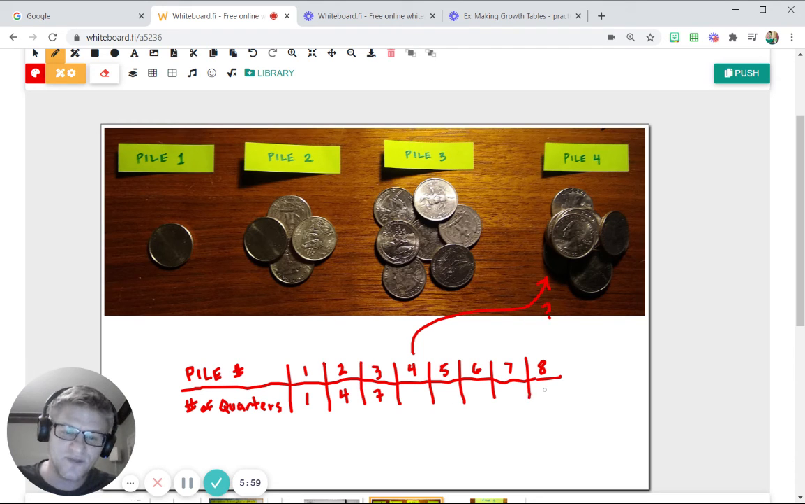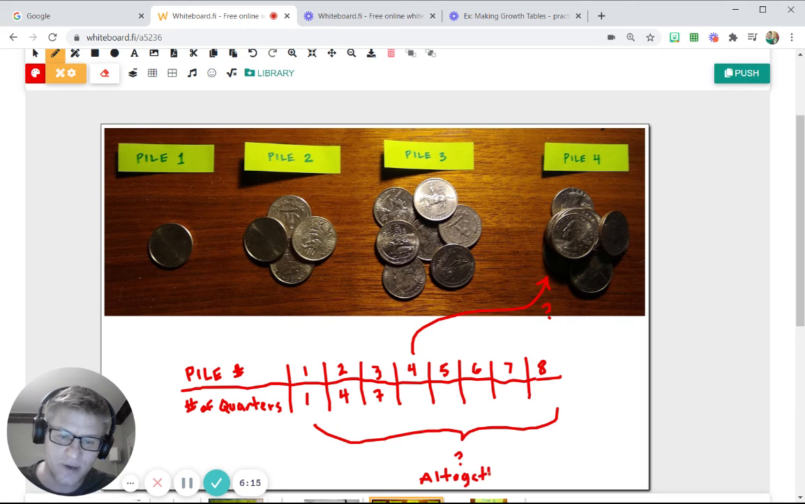And then when you do figure out how many are in the eighth pile, they want you to figure out how many quarters there are all together. And that's a whole other thing. So all together. Remember, all together is like a math word for adding something up. All right.